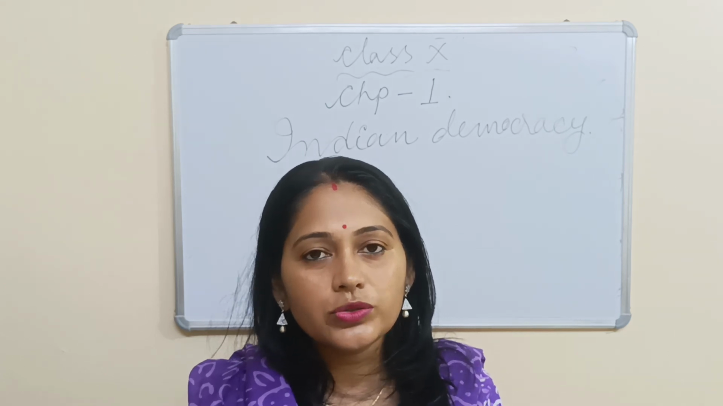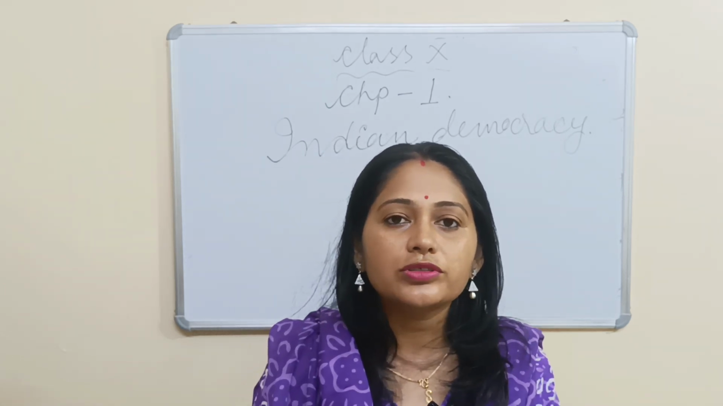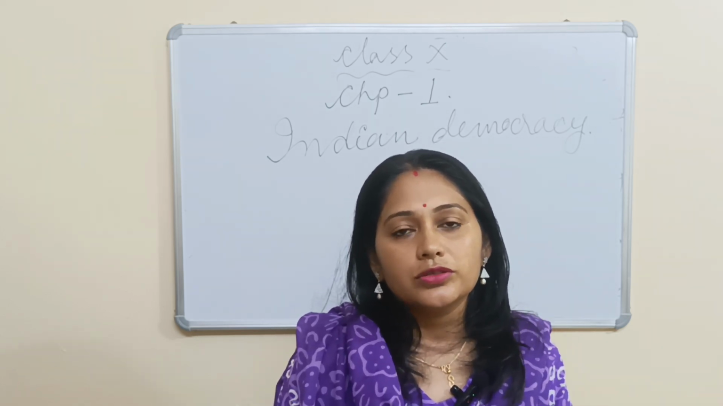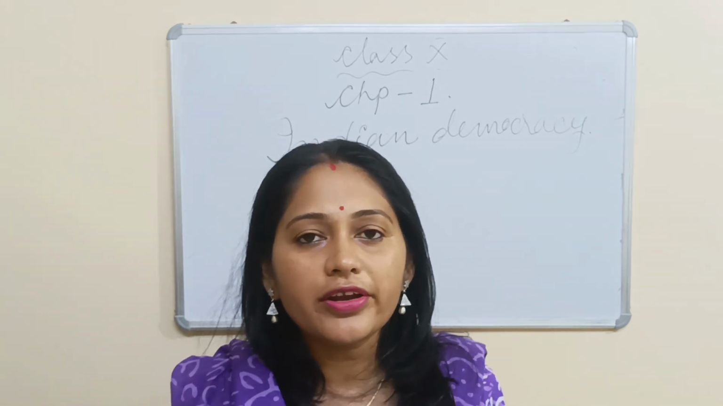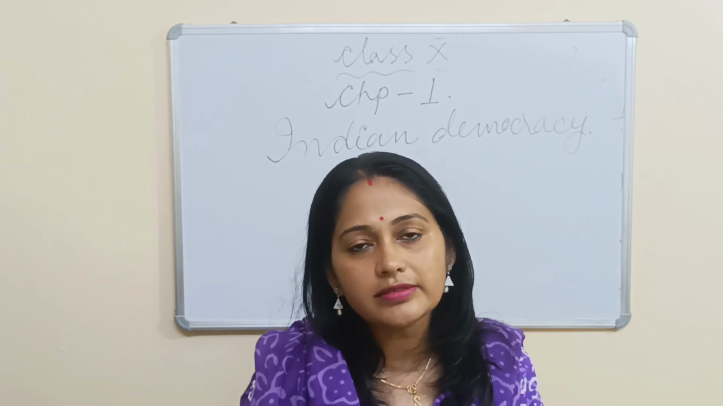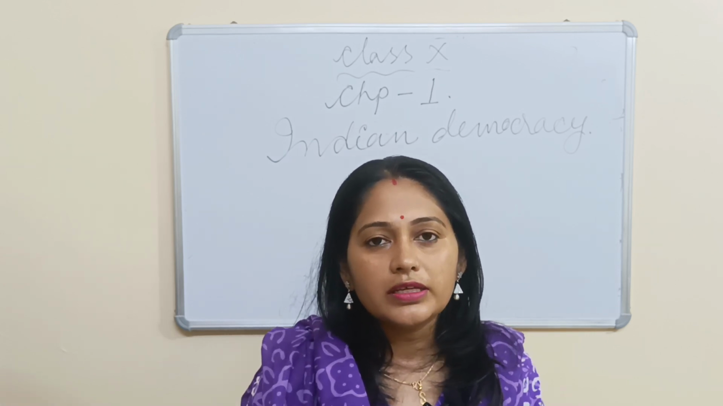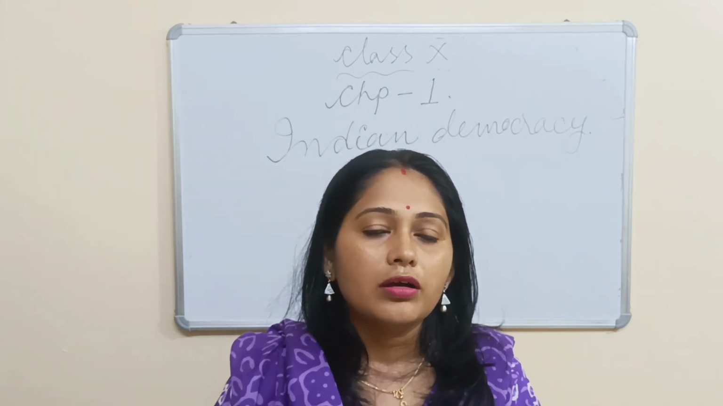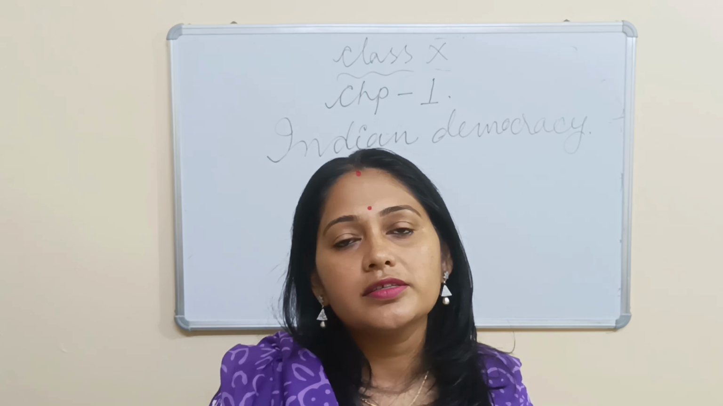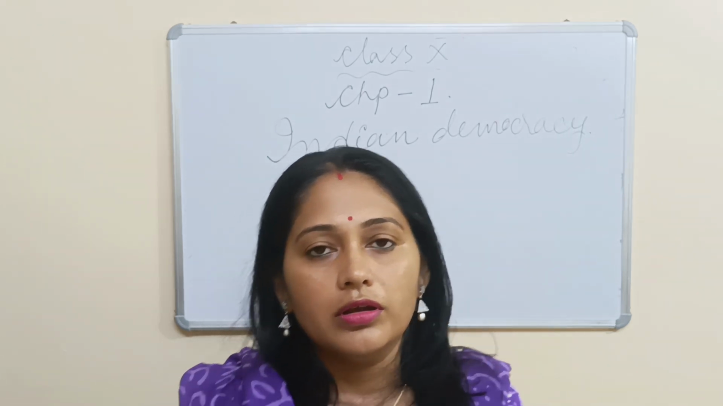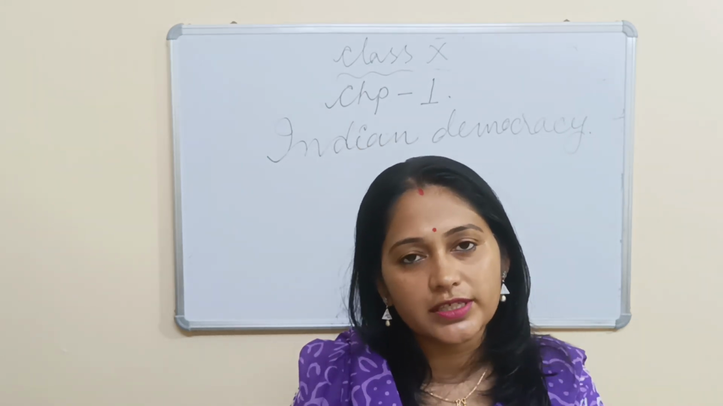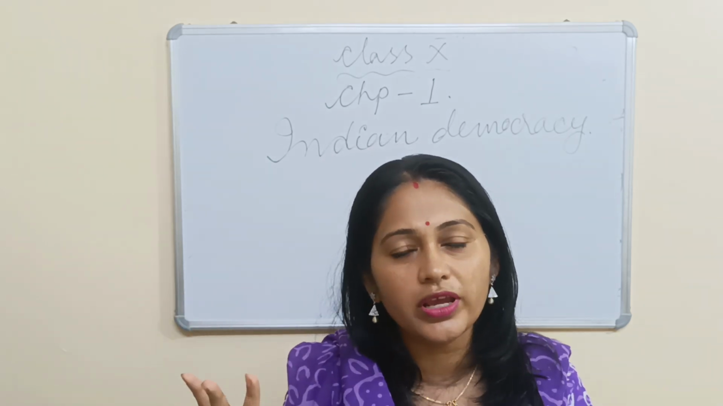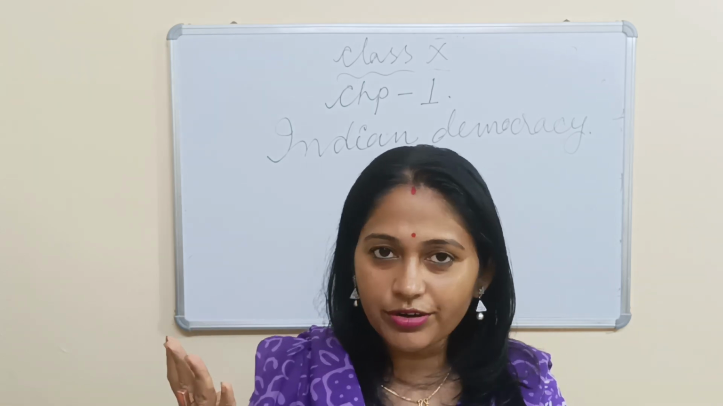So students, today I will discuss social science of class 10. You already know that social science is a subject that has four parts, or you can say social science comprises four books. First one is political science, second is economics, third is history, and fourth is geography.